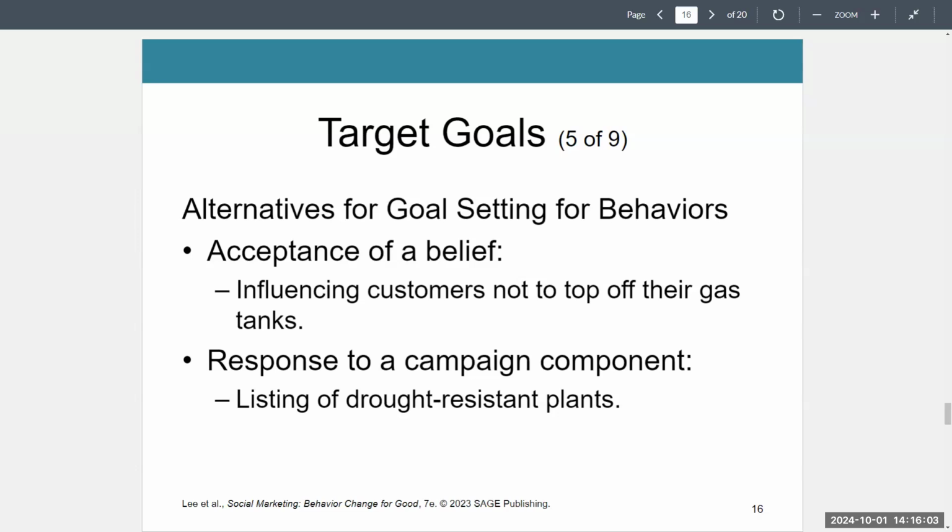Okay. Response to a campaign component. The next one we have is response to a campaign component.